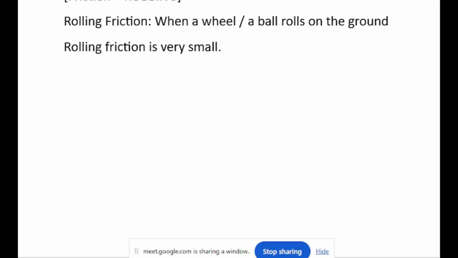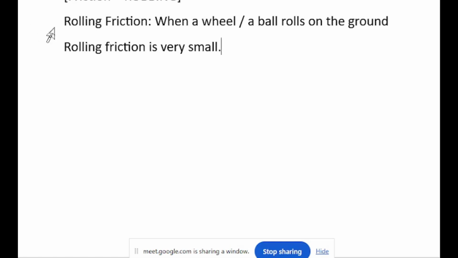Below the chair we have wheels. On the bottom of the fridge we have wheels. Why? It is easier to move. If you have wheels, it is easier to move. If you don't have wheels, it is difficult. Rolling friction is very small.